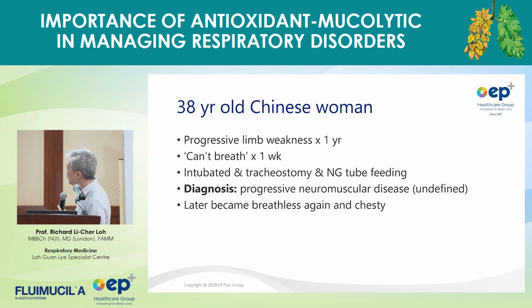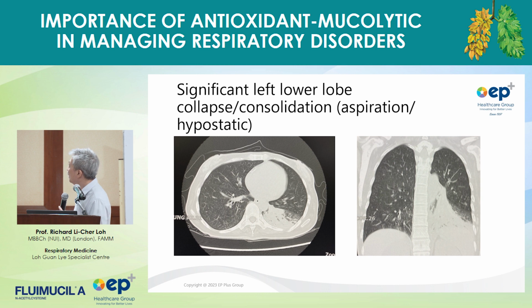But even if it's any genetic, probably it's more academic. Probably for family counseling it's important, but she's a single woman. I don't think she'll marry from now, but that would be the purpose for genetic study. Then she became breathless again and chesty while in the inpatient. Then a significant left lobe collapse consolidation. It's probably aspirated, but probably also because she cannot cough. So not only does she have limb weakness, she has diaphragmatic weakness. So therefore she cannot cough. If you don't cough, you retain phlegm.